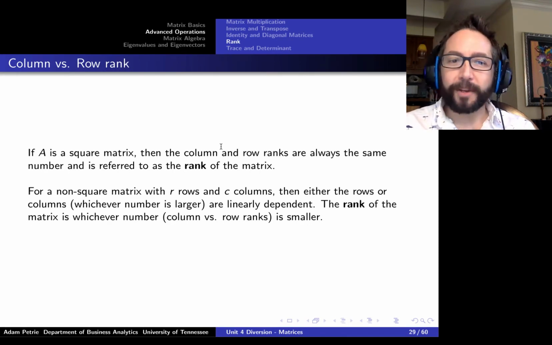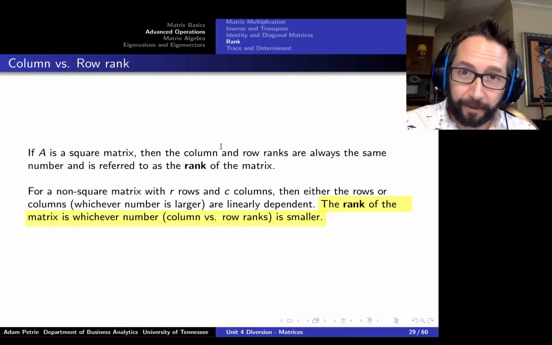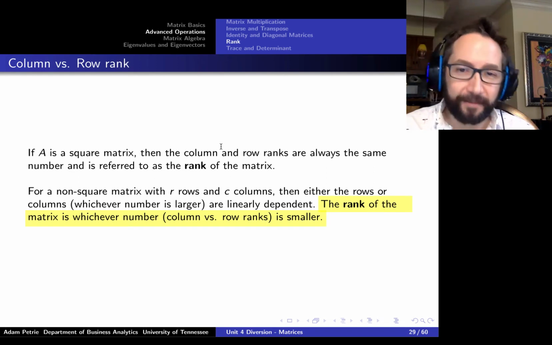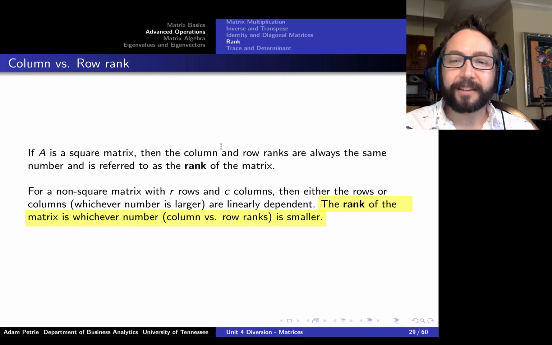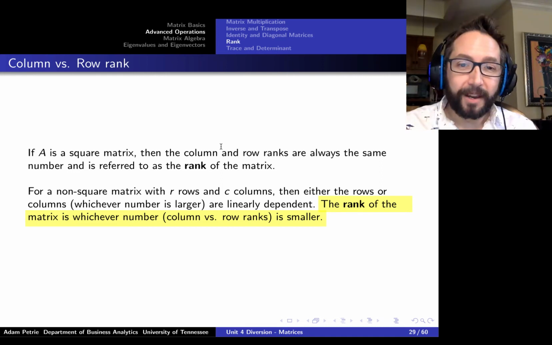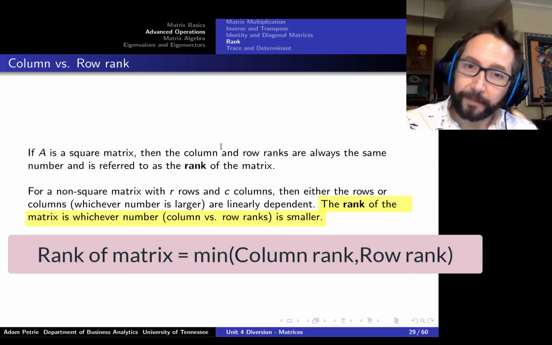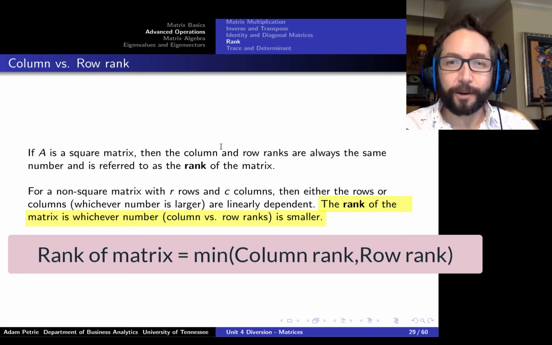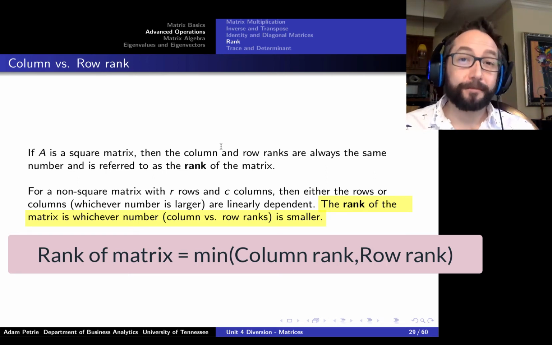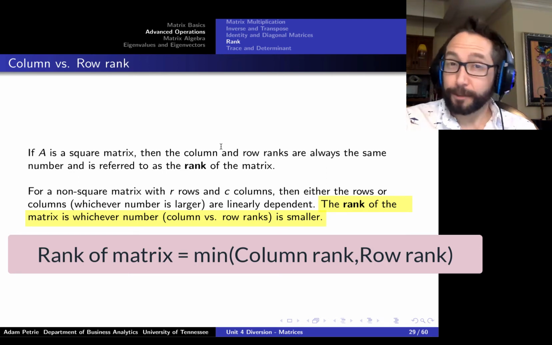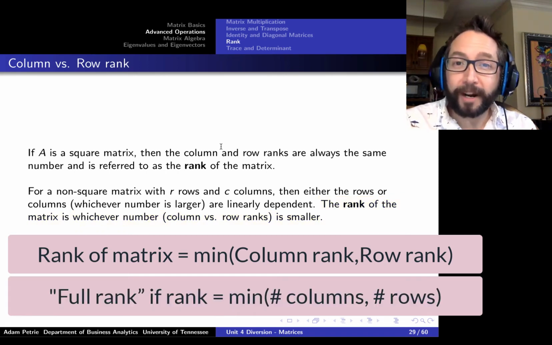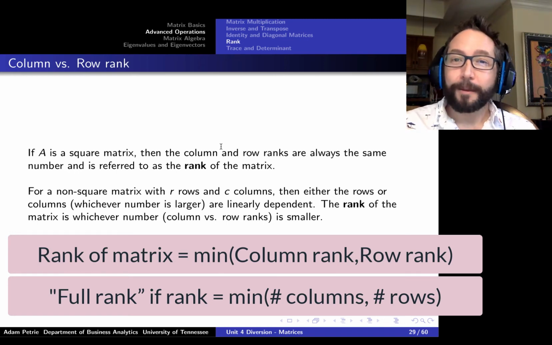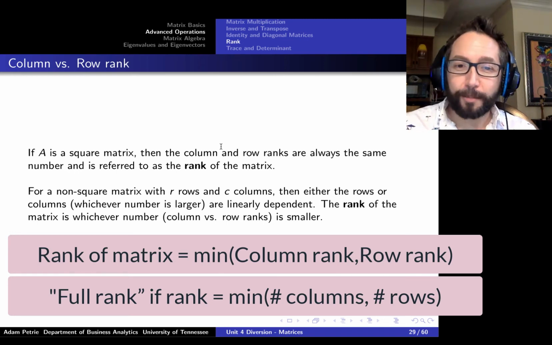So if we're dealing with a square matrix, the row rank and the column rank are going to be the same value. If we're dealing with a non-square matrix, we're going to say that the overall rank of the matrix is going to be the smaller of the column rank or the row rank. And so when we typically do talk about the rank of a matrix, we're talking about the smaller of those two ranks. And when a matrix is full rank, that means its rank is the largest possible value it could have been based on the number of columns or rows, the smaller of those two.